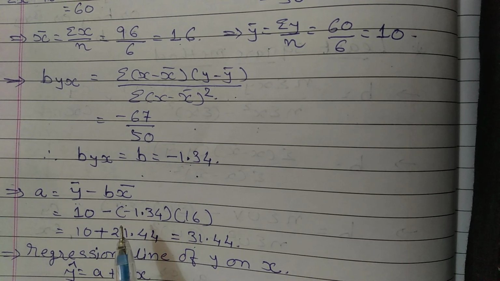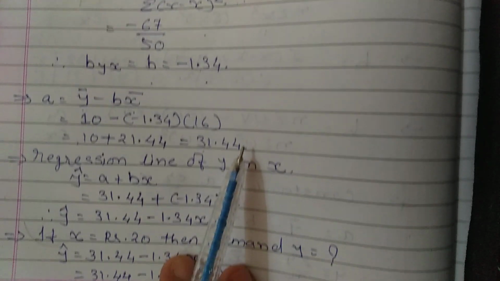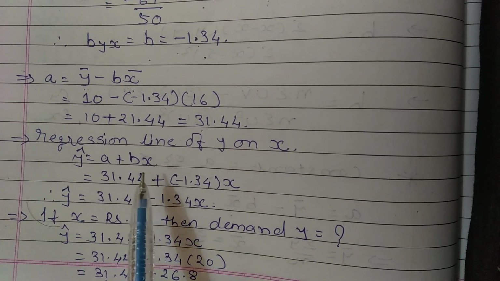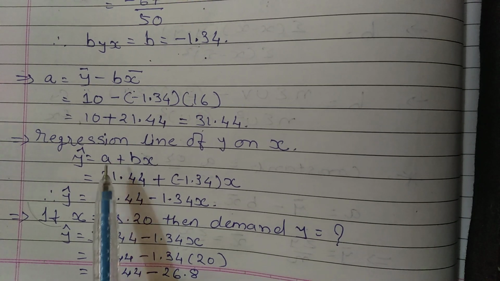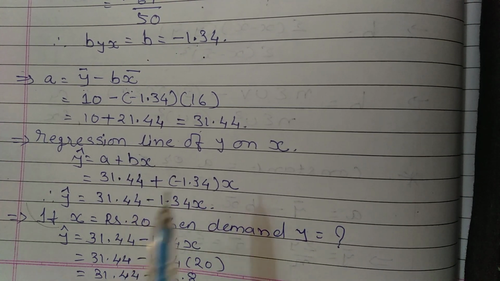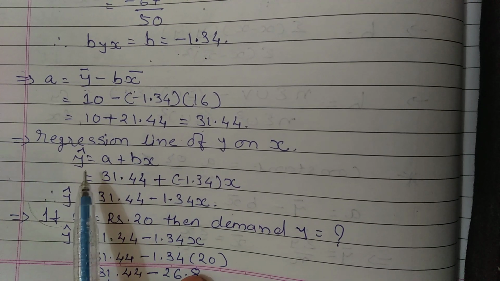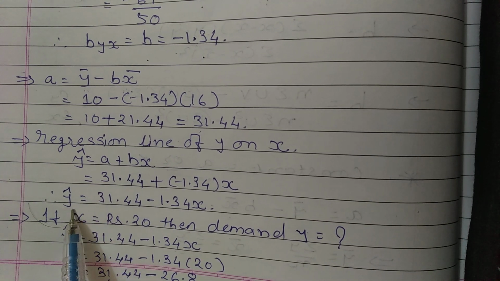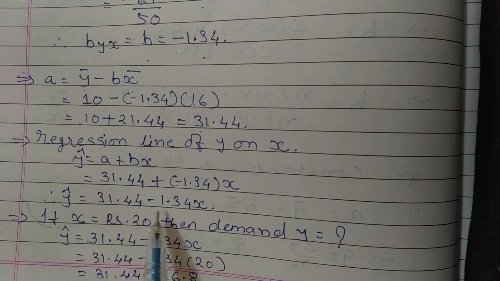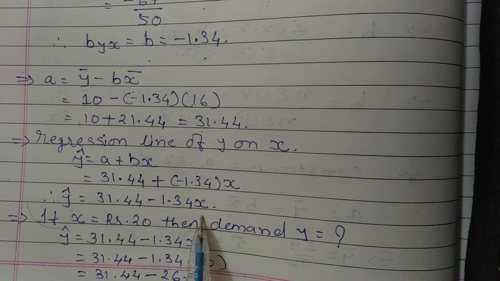Prepare the regression equation of y on x. That means y cap is equal to a plus bx. That means a is ready, b is ready, x would be as it is right now. That's why the regression equation would be y cap is equal to 31.44 minus 1.34x.